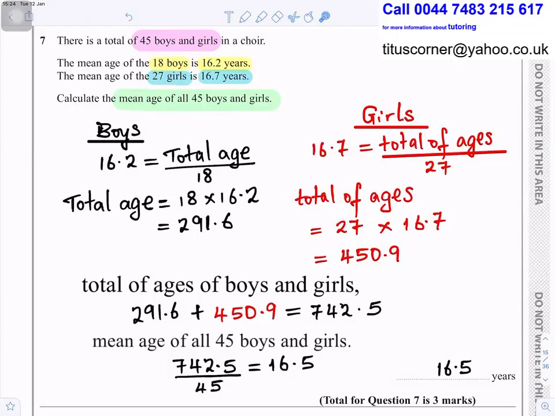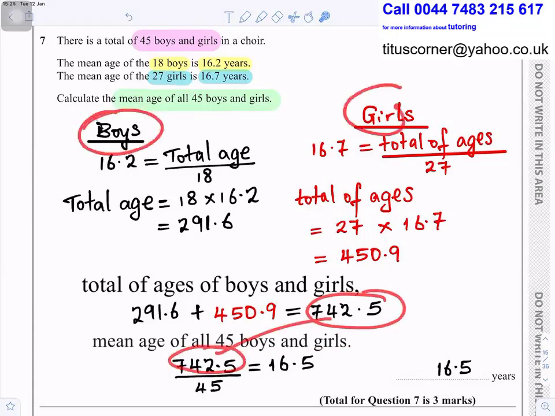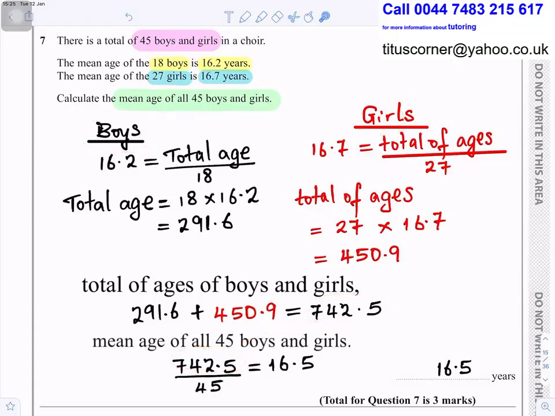So what we want to do now is to find the total of ages of boys and girls. 291.6 for boys plus 450.9 for girls gives you a total of 742.5. So the mean age of all 45 boys and girls is given by the total age of boys and girls divided by how many boys and girls are in the choir, which is 45. So 742.5 divided by 45 gives you 16.5 years.